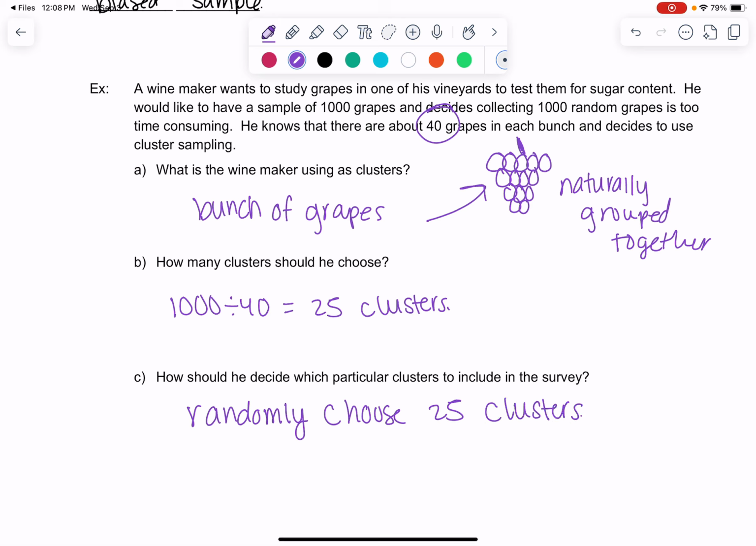So he can't just pick the first 25 he sees or the first 25 he likes. Maybe he assigns them a random number and then chooses 25. So it is using some element of random. If they're not randomly chosen, then this is no longer a good method.